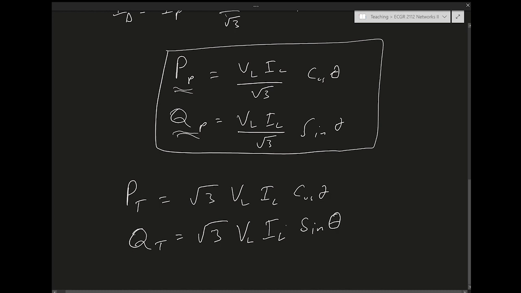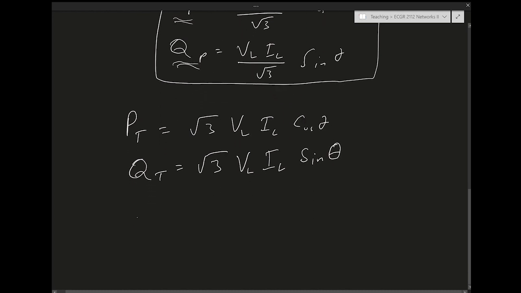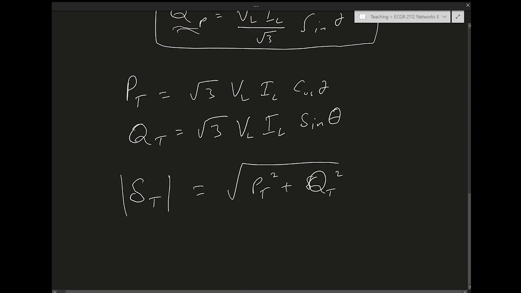Okay. So what is the magnitude of the complex power? Well, we know that it's just going to be PT squared plus QT squared, right? That's the magnitude of the complex power. So take this and let's do this.